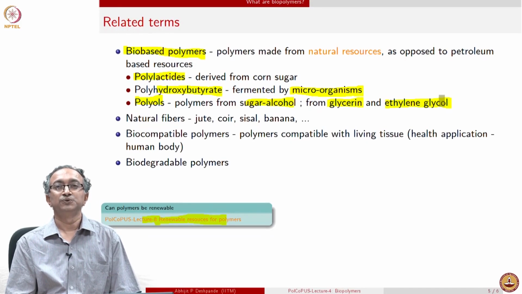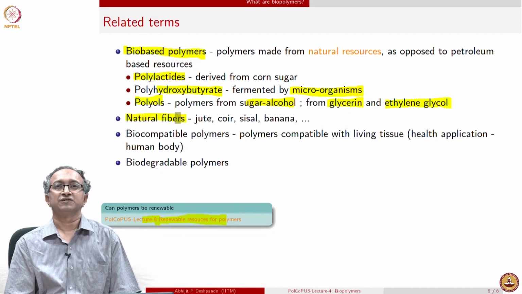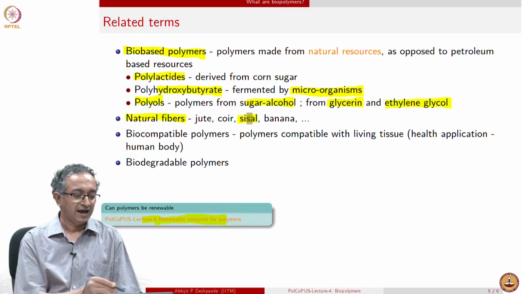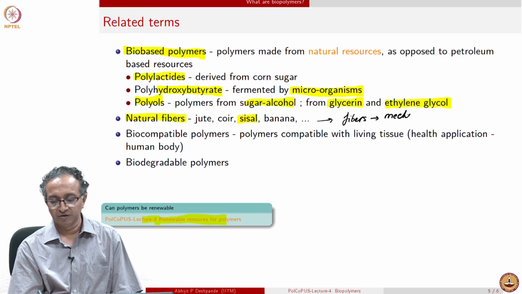Another important use of natural polymers, which is already used quite a bit, is in terms of natural fibers. We can extract fibers from a variety of plant species, whether it is coconut, from which we get coir fiber, jute, or sisal. Other examples are banana and pineapple; so many plants are there from which we can extract fibers. And then these fibers, which are mechanically very strong, can be used along with polymers as composite materials.